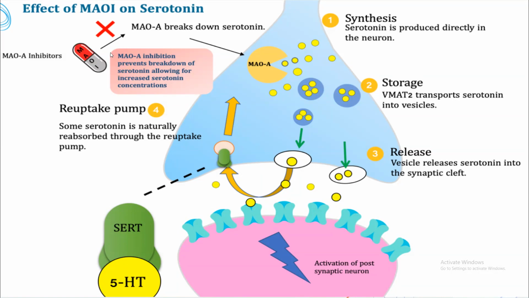So what is MAO-A doing? The MAO-A inhibition prevents the breakdown of the serotonin, allowing for increased serotonin concentration. So there will be no breakdown, there will be no loss of serotonin into the synapse, and the problem will be solved.